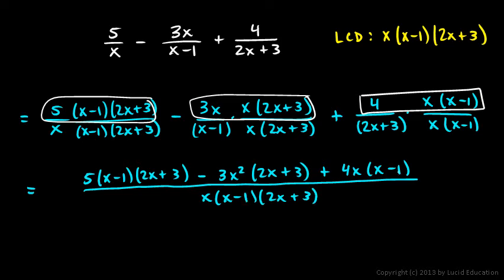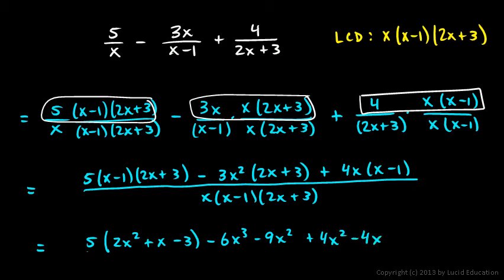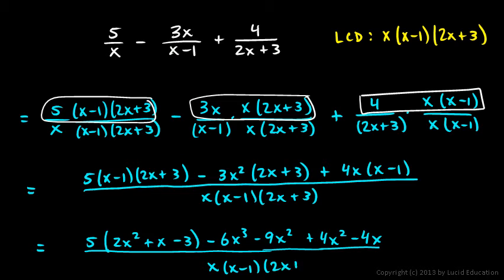Okay, now we can multiply out these different terms up here and simplify the numerator a bit, and that will be worth doing. So let's do this. I'll start by keeping this 5 and doing a FOIL. So when I FOIL here, I need parentheses, but this will be 2x squared plus 3x minus 2x, so that's plus x minus 3, and then minus, let's see, 3x squared times 2x, so this would be minus 6x cubed, and then minus 9x squared, and then distributing the 4x here, this is plus 4x squared minus 4x. And all of that will be over x minus 1, 2x plus 3.